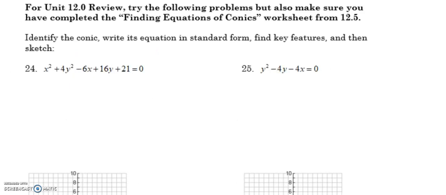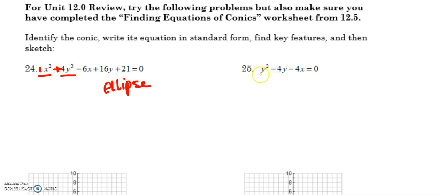All right, so it says to identify the conic, write its equation in standard form, and find key features, then sketch. So I'm just going to start on this video by identifying the conic, and then I'll actually do the work in the next video. So when I look here, I have x squared and I have y squared, and these have different leading coefficients, but with addition, they are both positive. So this is going to be an ellipse.